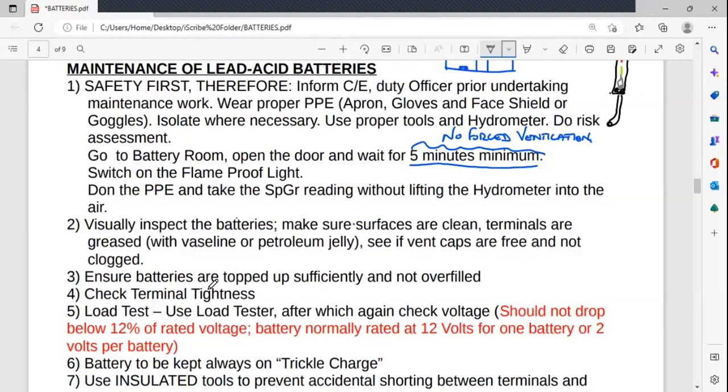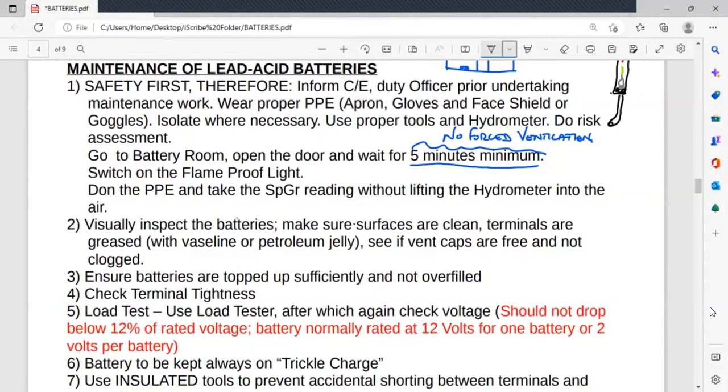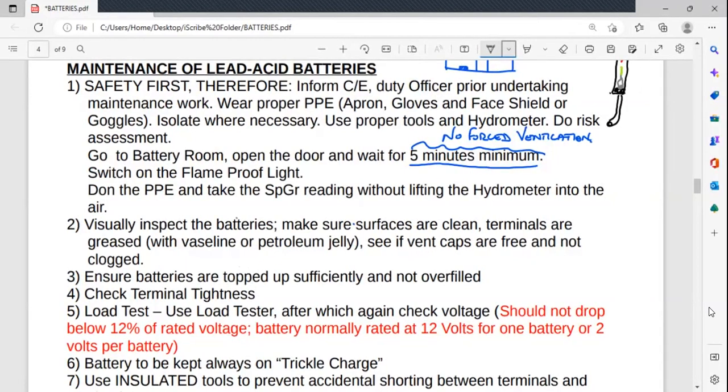Check all the terminal tightness, because if it is not properly tight, then you will not have a proper discharge current flow. Conversely, when you try to charge, you will not be able to charge all the cells properly.